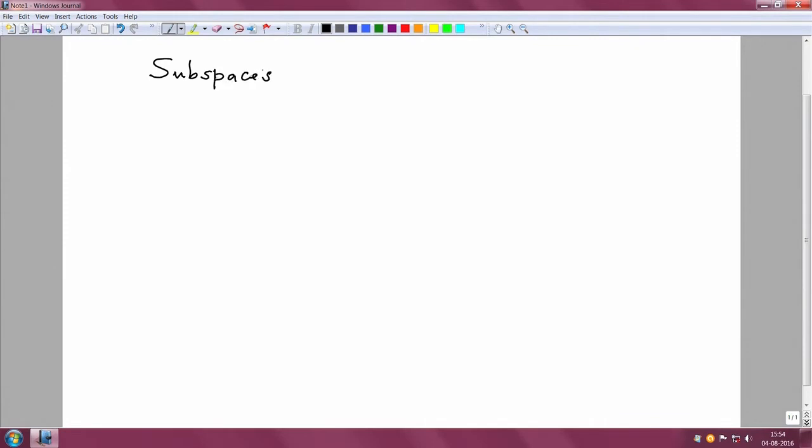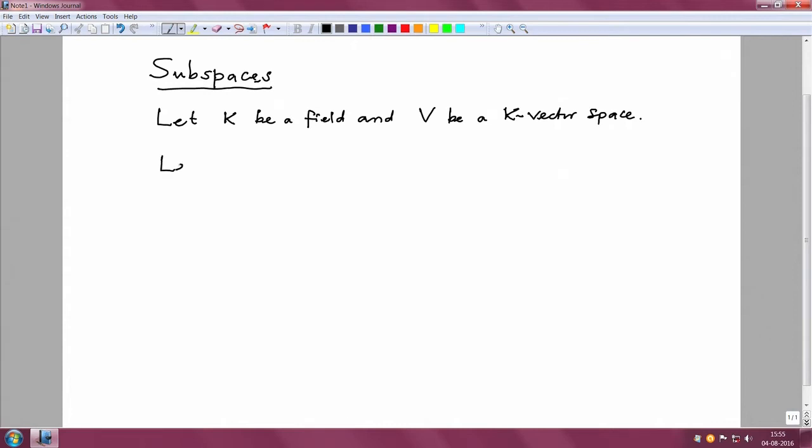Let us continue our study with subspaces. So, let K always denote a field and V be a K vector space. Before I recall a definition of a subspace, let us first recall the definition of a subgroup of a group.